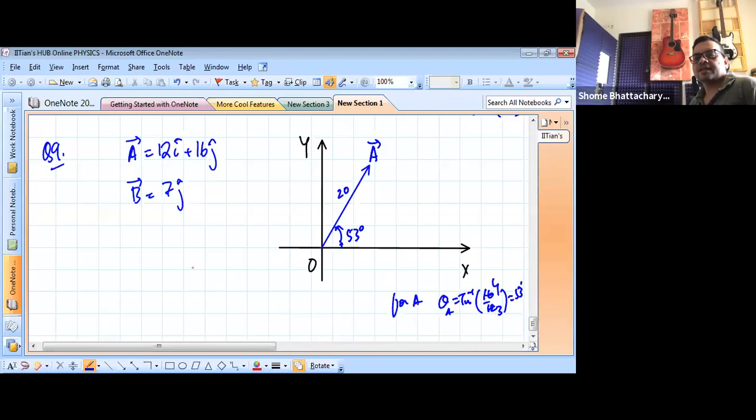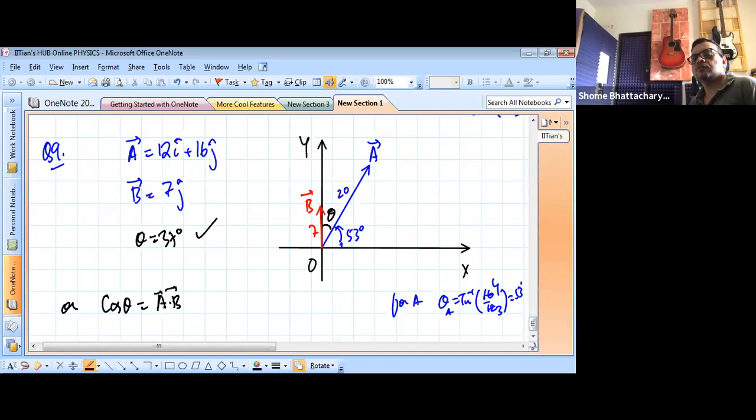And the vector B is very simple. It's directly along the y-axis. One vector is given directly along the y-axis. So now the angle between them is nothing but 90 minus 53. So theta you can see is 37. That's one way. Or we can also use the dot product method.